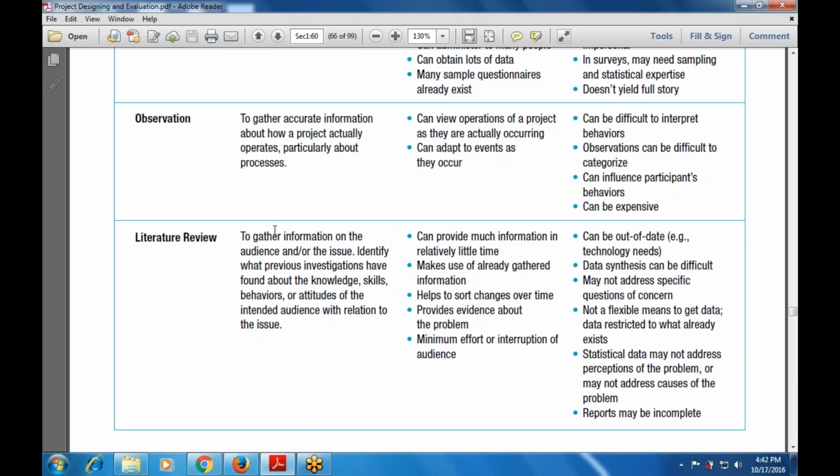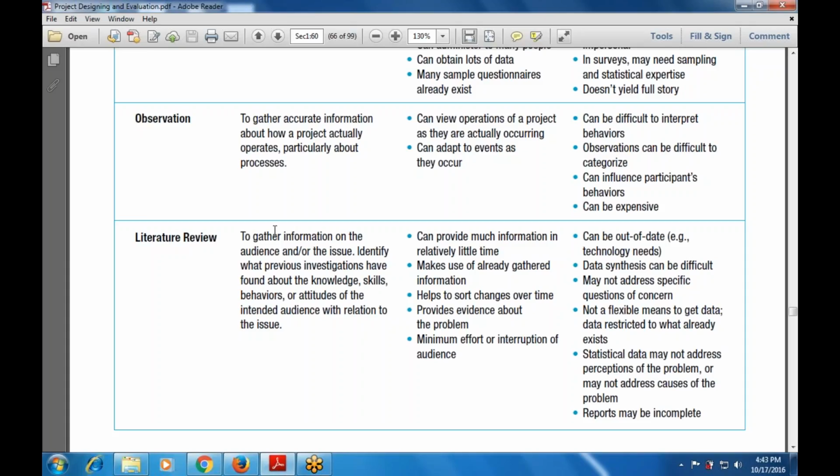Yes, very good. It is better to sort the changes over time, because each and every time we need more and more analysis. So it helps to sort the changes with the time. Then it also provides evidence about the problem, whatever the evidence that is used with the problem. Then minimum effort or interruption of the audience. So a literature review also works with minimum effort or interruption of the audience.